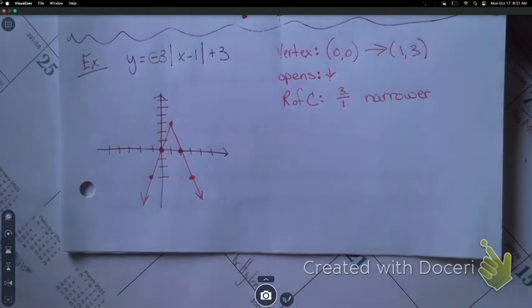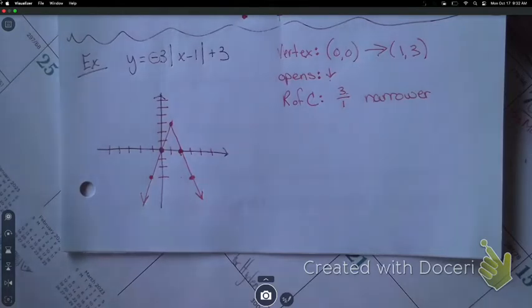Okay, now we gotta go backwards. What if I give you a graph? Can you tell me the equation? How far are we going today? You're going 3 through 13 odd are graphing. And then what's the other one? 15 through 20.